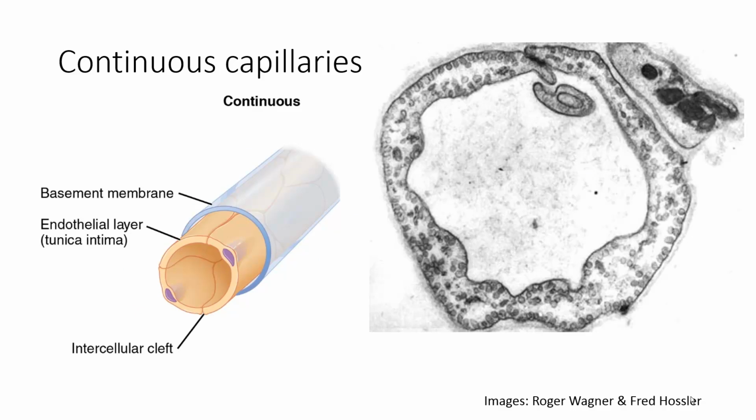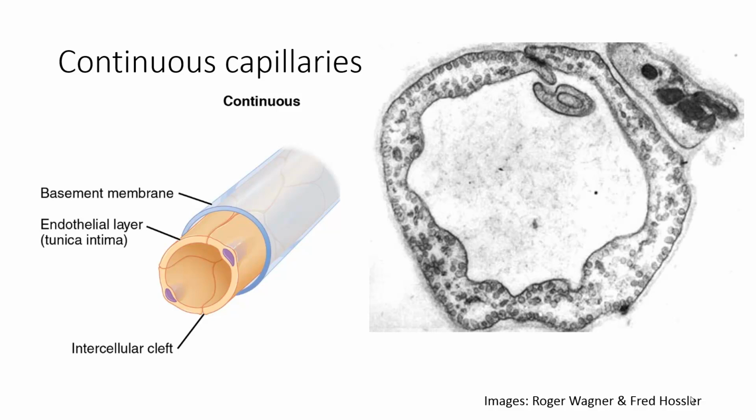We're going to begin with continuous capillaries, and they get their name because the endothelial cells form a single continuous sheet. So continuous capillaries tend to be relatively tubular. They can contain a single and up to 3 layers of endothelia surrounded by a continuous basement membrane.